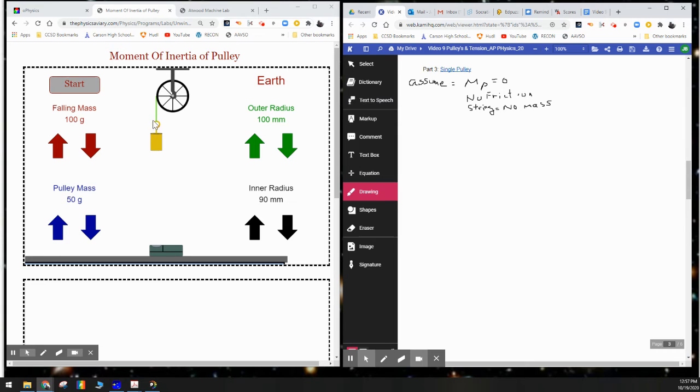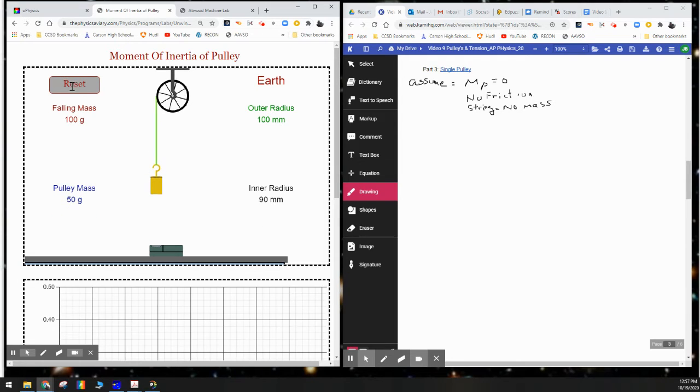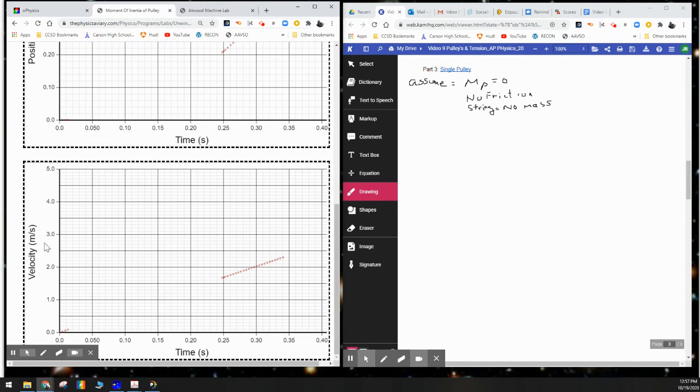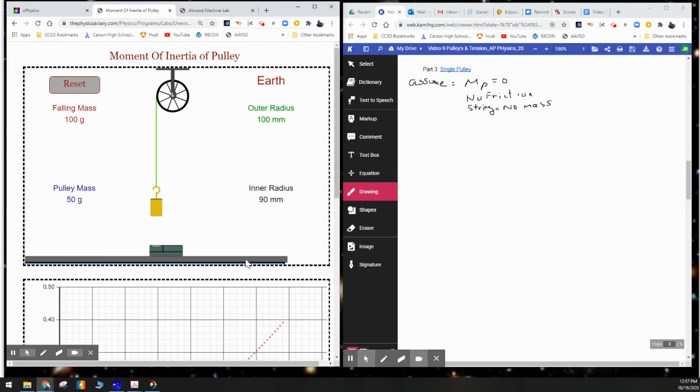All right, so here we go. And so here it is. There's some mass here, and let's go ahead and start it and see what happens. So it accelerated in this direction, and it moved down. Here it shows us position, and here is the velocity versus time graph. If this is velocity versus time, that means the slope of this is the acceleration. This will be a lab that we do in class next class.